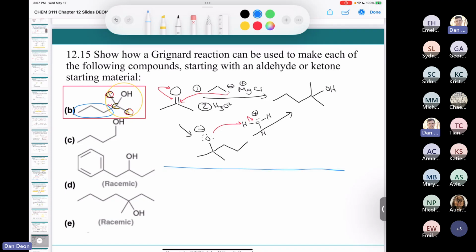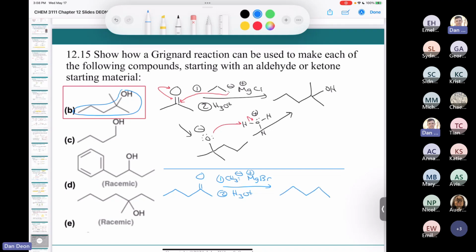So the other way would be to add one of the methyl groups. In that case, let me do some erasing here. If you added one of the methyl groups, then you would need all of this to make your ketone. So you'd have 1, 2, 3, 4, 5. This would be your ketone, and you would react that with methyl magnesium bromide. So methyl magnesium bromide in the first step, followed by H3O plus in the second step. And that is going to give you 1, 2, 3. There we go. And that is going to give you the product.